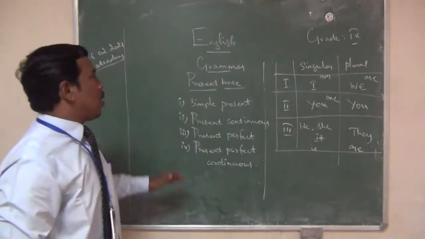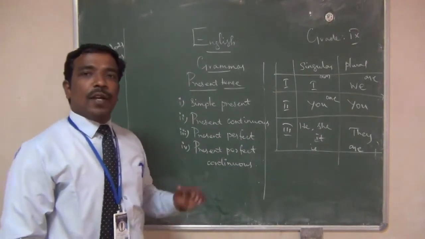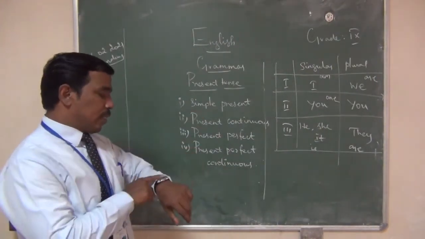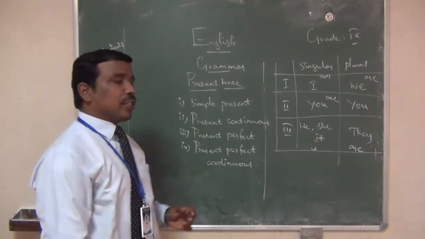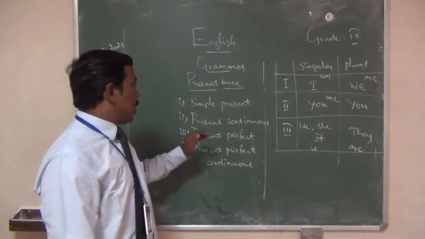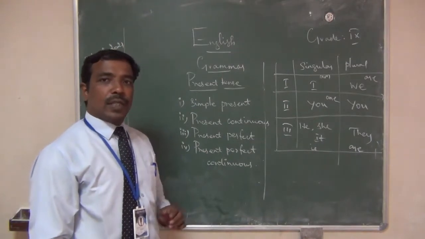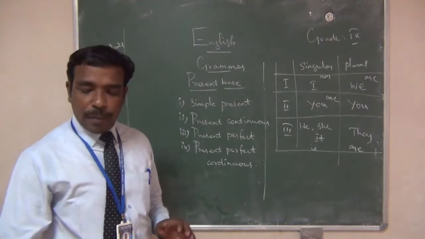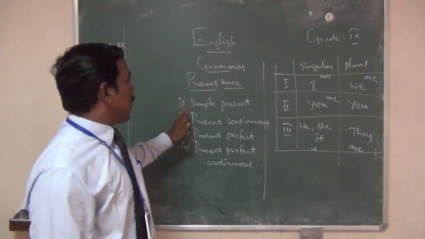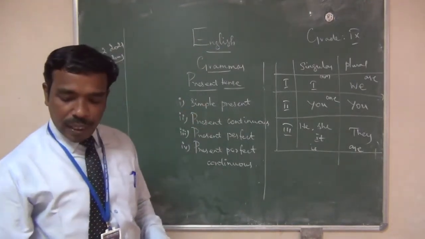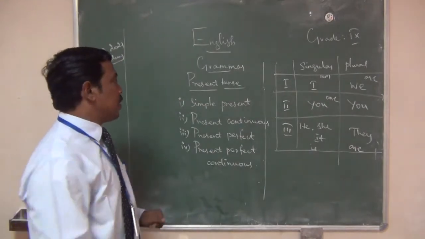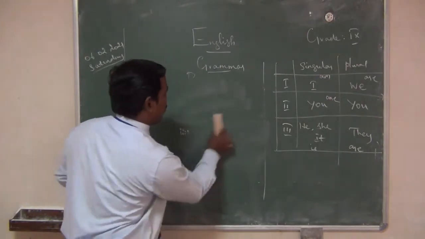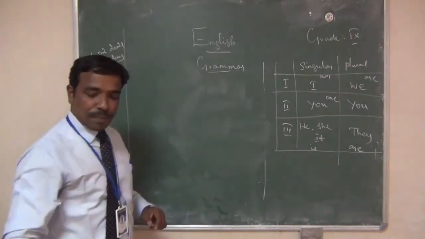Listen students, how the present tense is divided. Present tense is divided into four. The first one is simple present. The second one is present continuous. The third one is present perfect. The fourth one is present perfect continuous. Simple present, present continuous, present perfect, present perfect continuous.